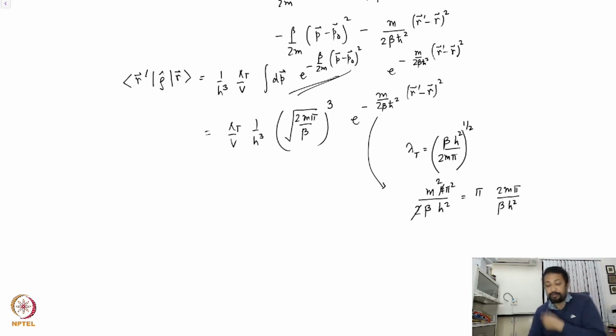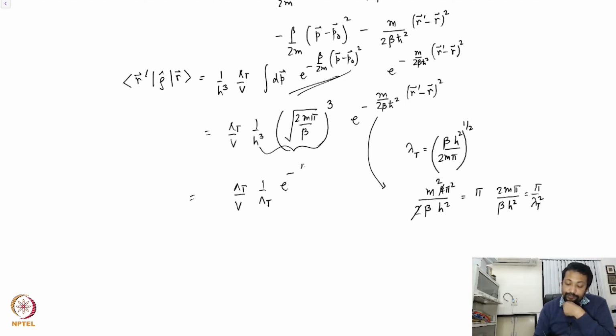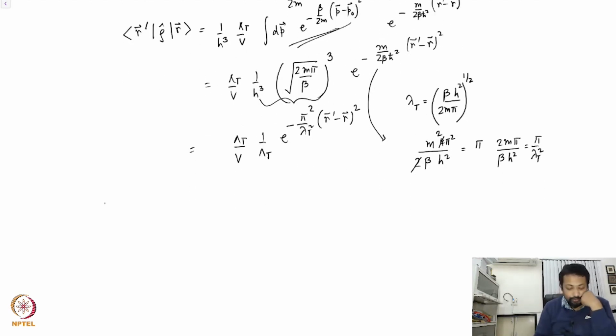So this is the mistake I made in the earlier expression, and you immediately see that this is going to be (π/λ_T²). And this together is going to give you the inverse of the thermal volume, and you recover the result e to the power −π/λ_T² (r' − r)². So you have the result which we derived when we looked at the ideal gas, that in the coordinate representation the density matrix looks like this.